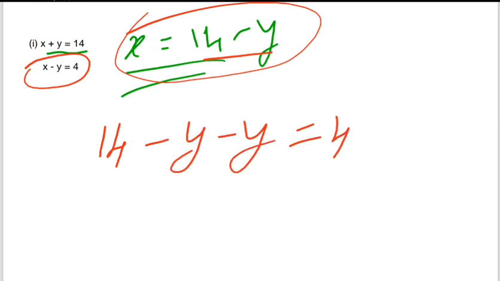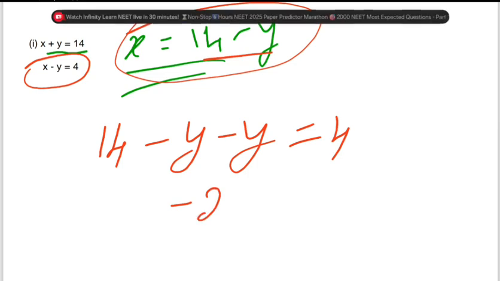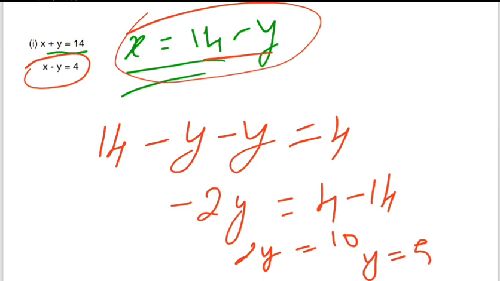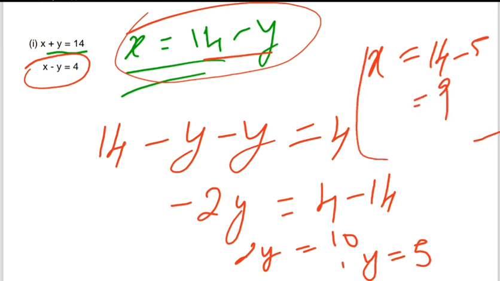14 minus y minus 2y is equal to 4, so minus 2y is equal to 4 minus 14. So 2y is equal to 10. The minus sign will be cancelled from both the sides. So y is equal to 5. And x will be 14 minus 5, which is equal to 9. So this will be your answer. This is called the substitution method.